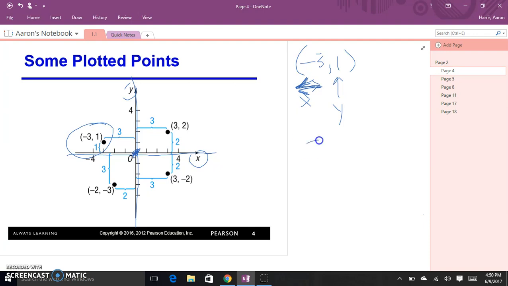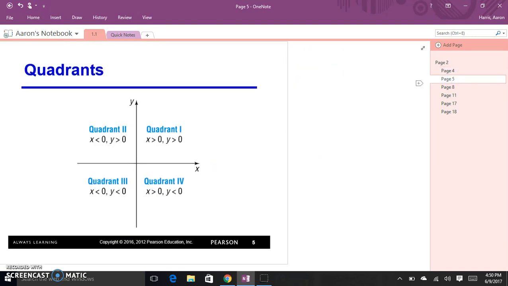If it was the point 3, -2 as shown, the x again tells you if it goes right or left. Since it's positive 3, we go right. Since it's a negative y value, we go down. This is from the origin, so we go right 3, down 2. So that's the Cartesian coordinate system.